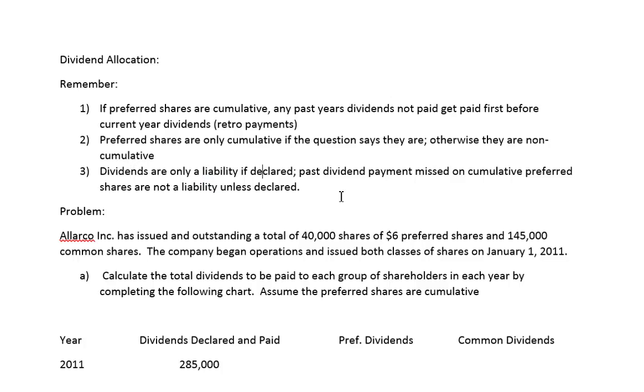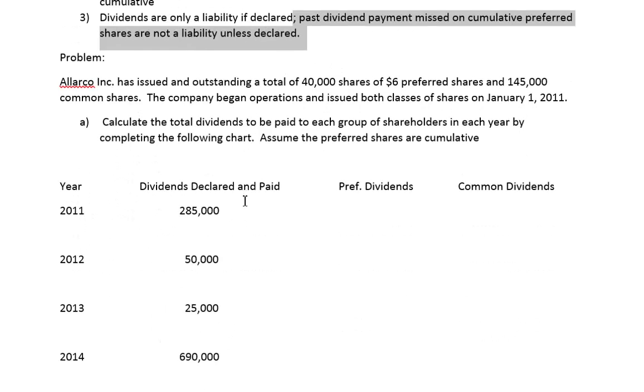Now, another misconception I find sometimes when we teach this topic is that dividends are only a liability if they're declared. That's the case whether they're cumulative, non-cumulative, or common shares, it doesn't matter. Dividends are only a liability if they're declared. Specifically related to cumulative preferreds, any past dividend payments that are missed on cumulative preferred shares are not liabilities unless you're declaring the amount. So only the amount that's declared on cumulative preferred shares is a liability. And that's what you set up as a liability. So hopefully, again, the question we go through will make that theory clear.